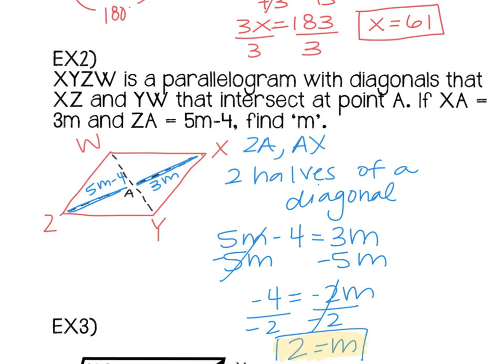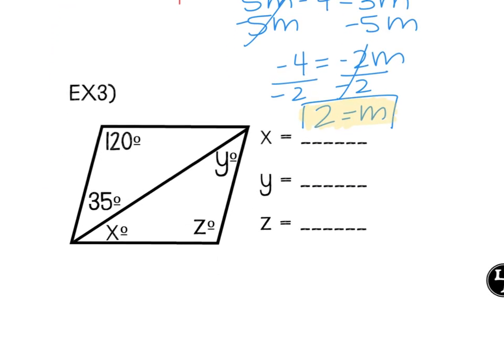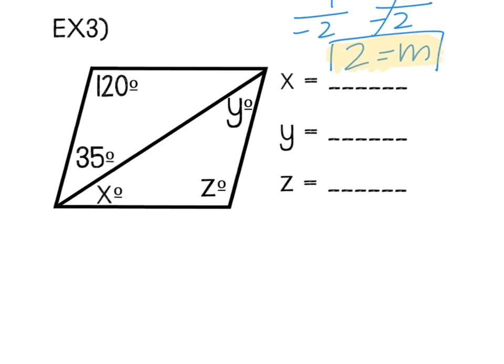Okay, and on our very last question, we have a picture already. We're going to figure out what x, y, and z are on this picture. So, first off, I know that opposite angles in parallelograms are congruent. So if this angle is 120, then the angle opposite will also be 120 as well. I know that consecutive angles add up to equal 180 degrees.